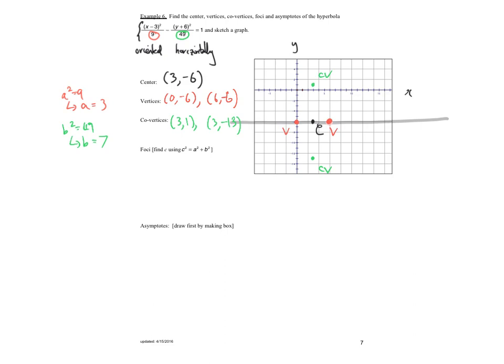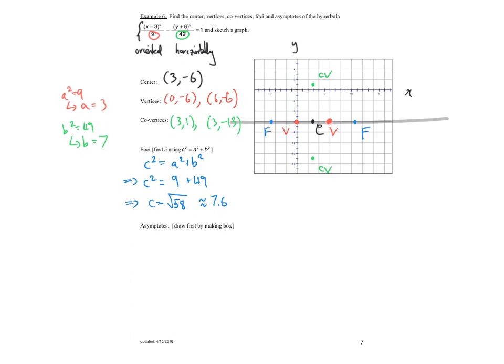For the foci, we need to know what c is. c squared equals a squared plus b squared. Substituting, I get 9 plus 49. So c is the square root of 58, which is roughly 7.6. So for my foci, I should be going a little more than 7 units to the right and left of the center. If I go 7 units to the right, I should end up just shy of 11, and if I go 7 units to the left, I should end up just shy of -5 as my x coordinate. So these are our foci.